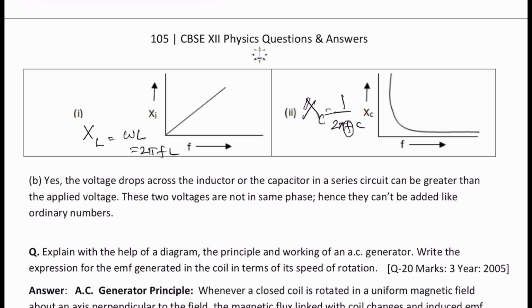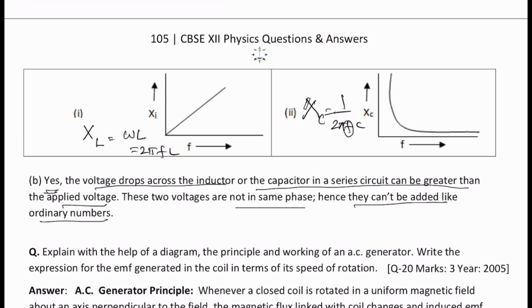Okay, next. Yes, this is possible. The voltage drop across the inductor or the capacitor in the series LCR circuit can be greater than the applied voltage. These two voltages are not in the same phase. Okay, it is an AC circuit, so the current and potential drops are not in phase. Hence, they cannot be added like ordinary numbers. That we have already explained in an earlier example.